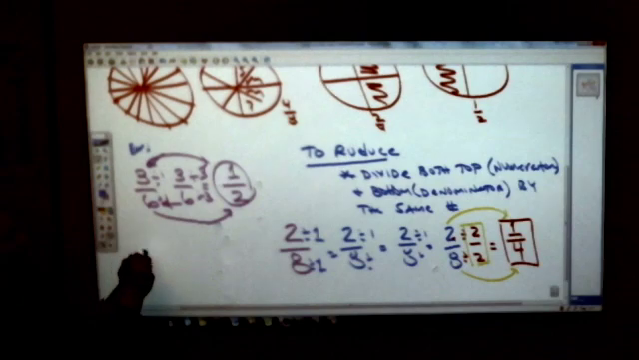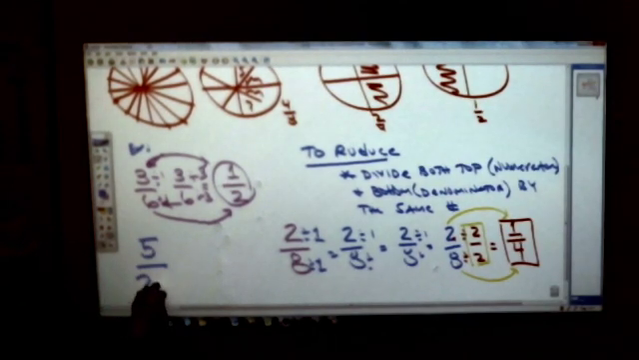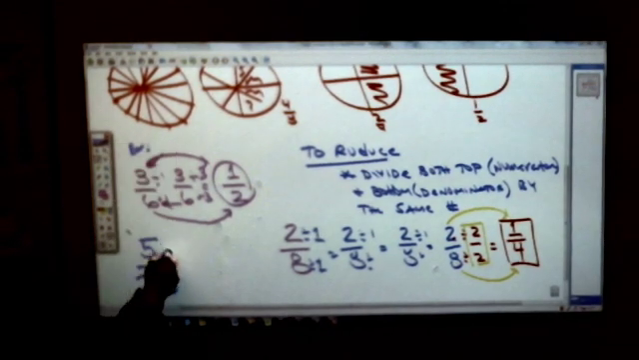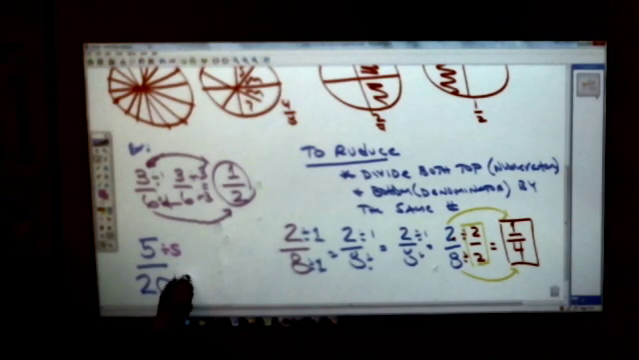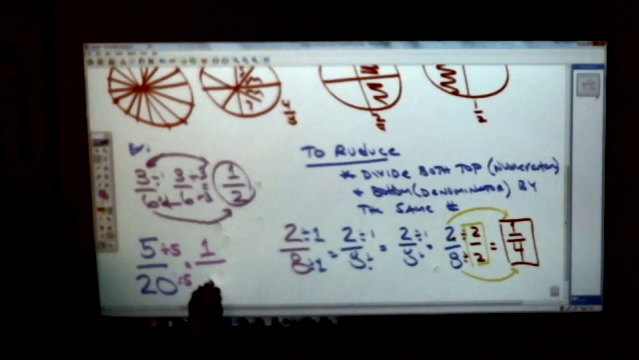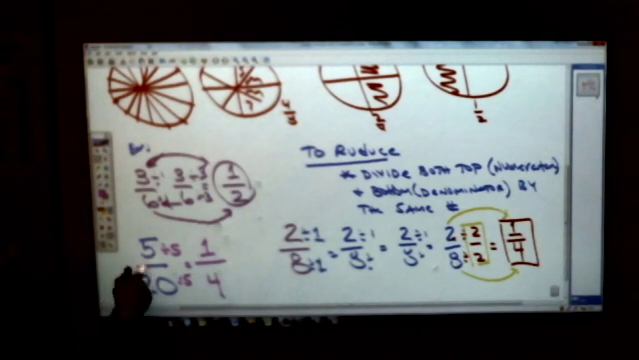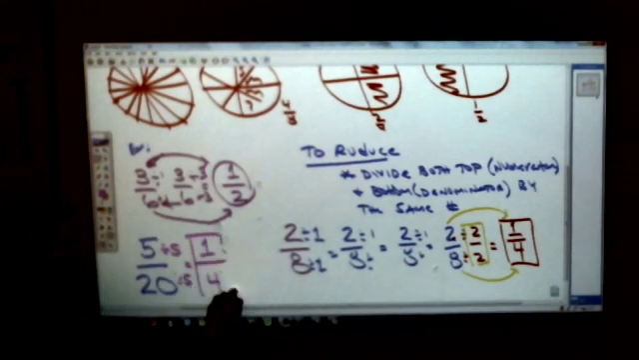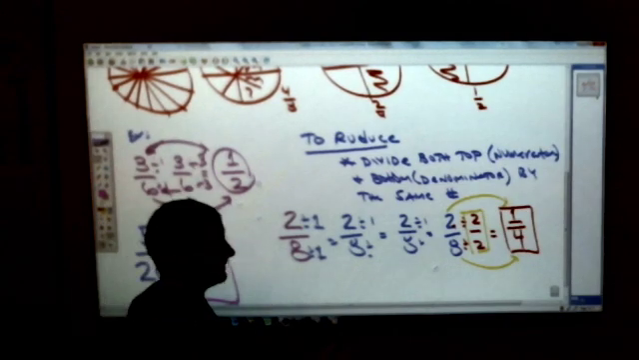How about this one? 5 over 20. What number can you divide? And once again, this goes back to knowing our multiplication tables. Katerina, what number goes into 5 and 20? 5. And if I divide them both by 5, 5 divided by 5 is 1, and 20 divided by 5 is 4. So look, I know that 5 over 20 is the same as 2 over 8 because they both equal 1/4.